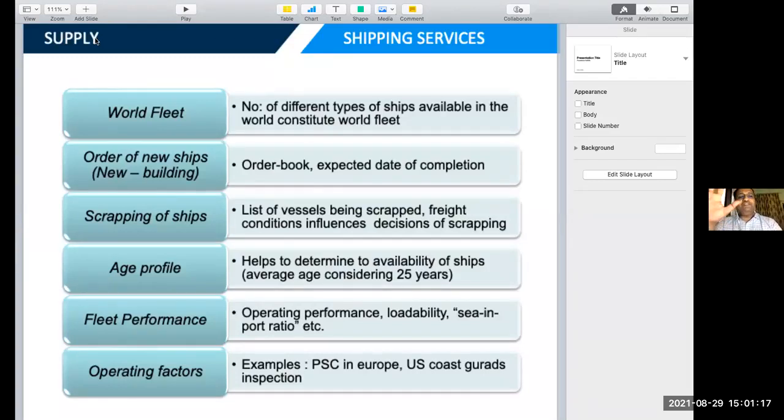But the operating factor simply says that if there is rigidity in a particular area, rigidity meaning stricter regulations for shipping to easily happen in that area, then fewer ships will be inclined to go there. When fewer ships are inclined to go there, then definitely the supply to that particular area will come down. Now, have you understood?